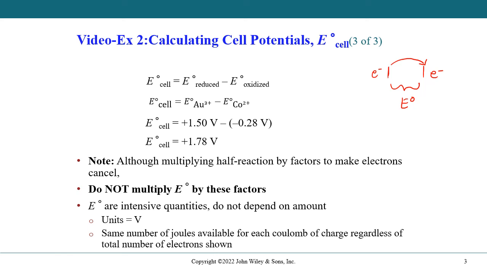It doesn't depend on the amount, and we can multiply the number of electrons by however many values. It's not necessary for us to multiply the E values by the number of electrons because of what I've just explained.